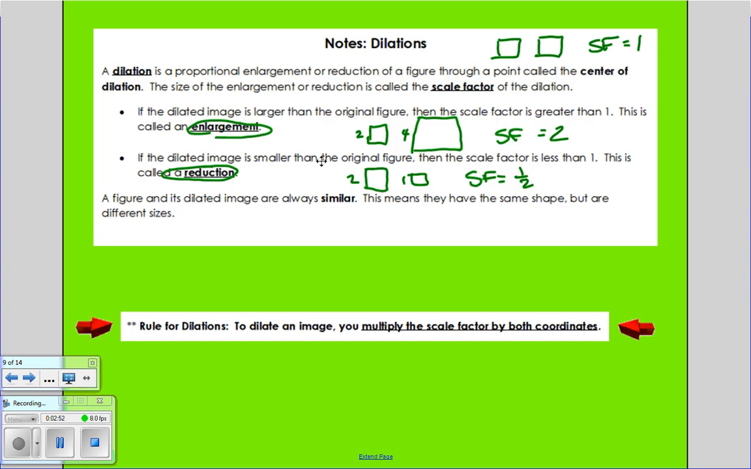Okay, so a figure and its dilated image are always similar. That means they have the same shape, but they're different sizes. They're still proportional, but they're different sizes. They have the same shape and the same angle measurements. Okay, so your rule for dilations is to dilate an image and make it larger or smaller. You're going to multiply by the scale factor. Both coordinates of your ordered pair will get multiplied by the scale factor. Let's take a look at that.